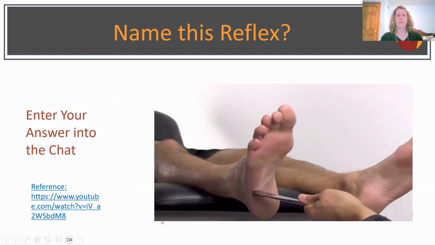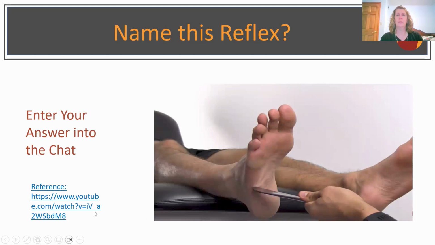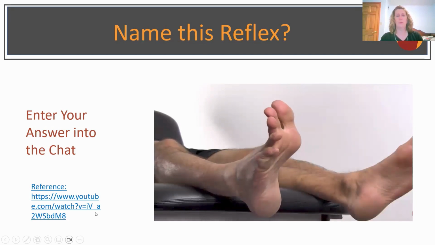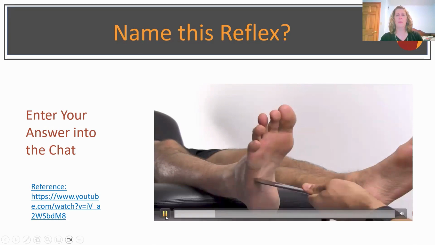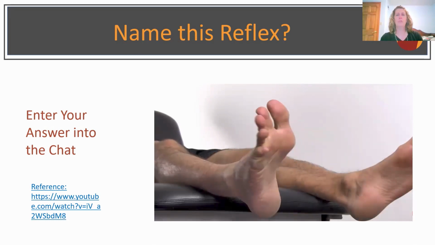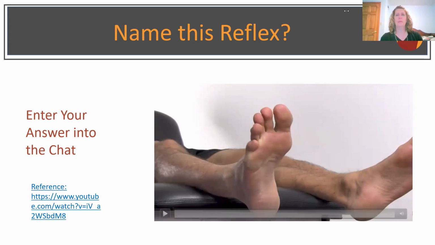All right, you guys know this one. This is with an adult, but it's normal in a child though. You guys know this one, right? It's normal in a baby. So that is our Babinski.